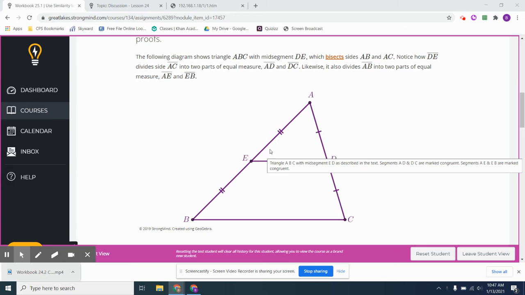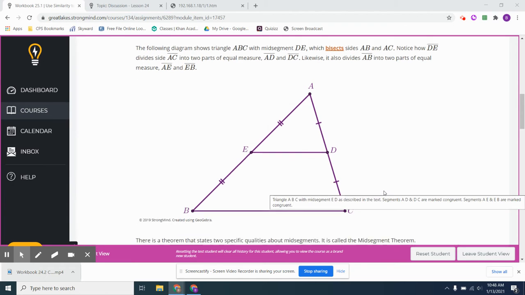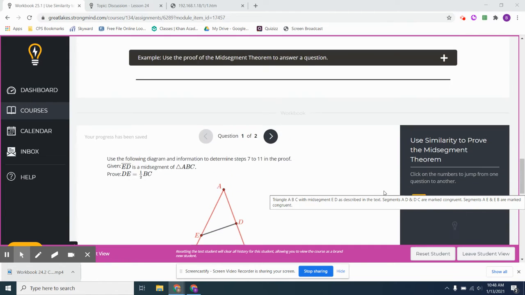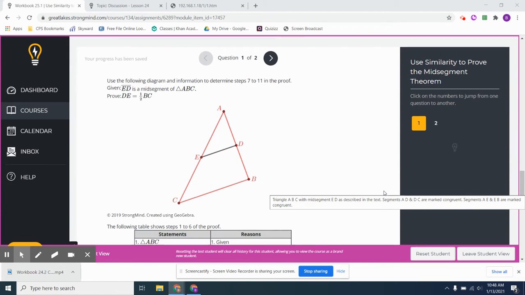There are two things with this. First of all, because it's a midpoint, it bisects each other. Then this one is parallel to that one, so ED is parallel to BC. So that's what it is. This is a proof one, and for the sake of time, I'm just going to cut to the proof.